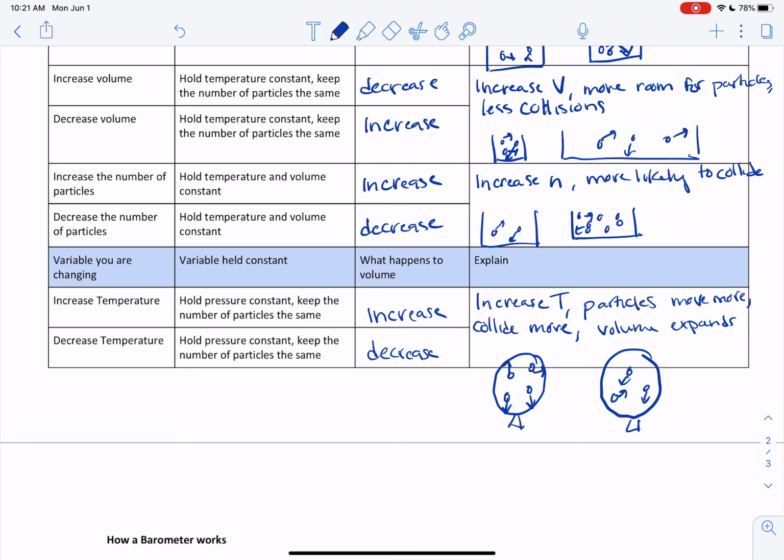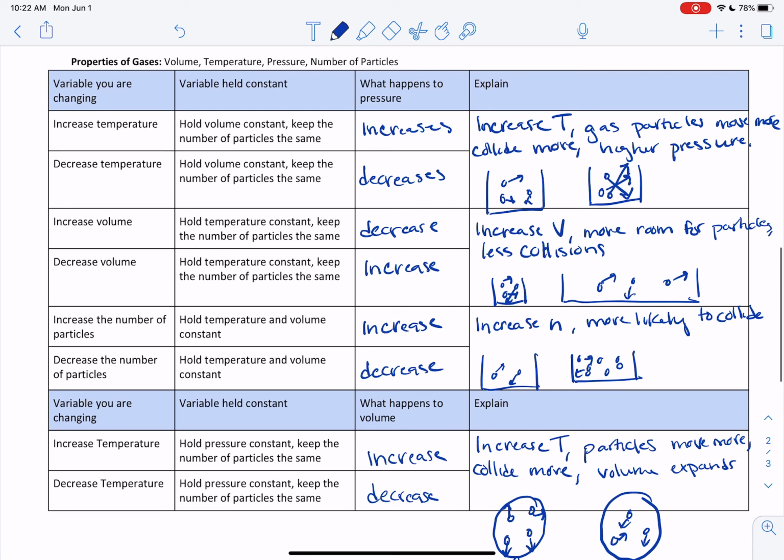So that's why if you leave a soccer ball out overnight, the temperature is going to decrease. So they're going to push less hard. The gas molecules are pushing less hard on the sides of the soccer ball. So that's why it deflates if you leave it out overnight. Okay? So we need to understand how all of these properties of gases depend on each other and affect each other.